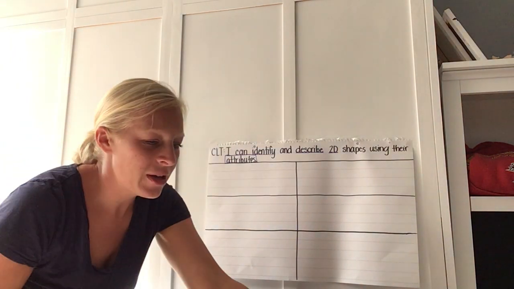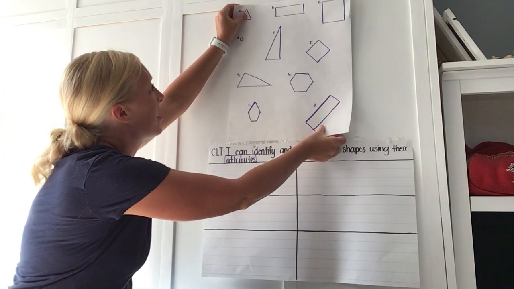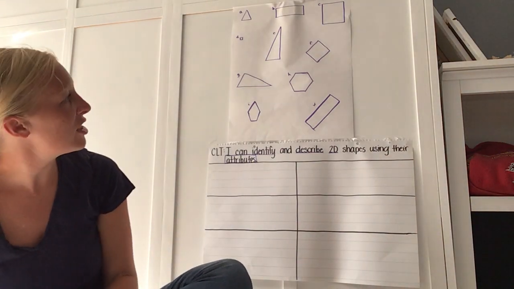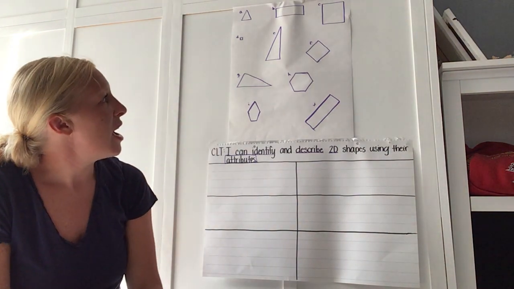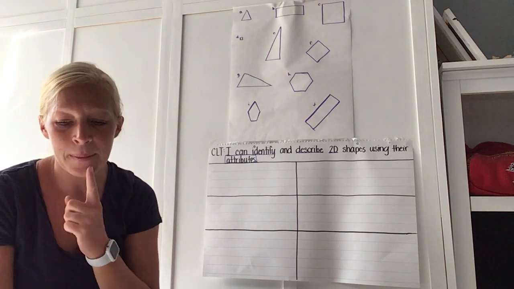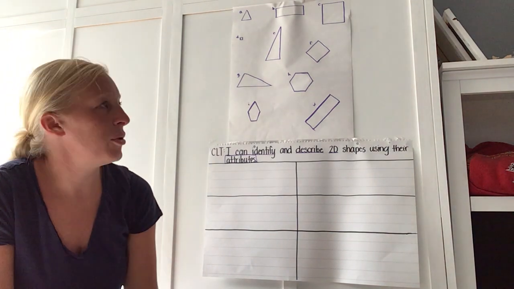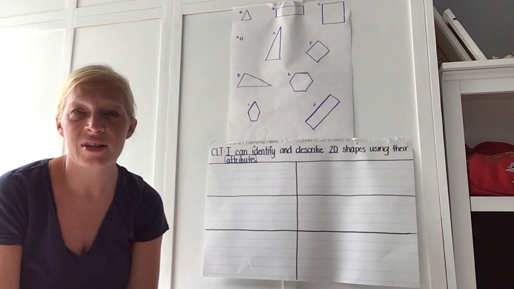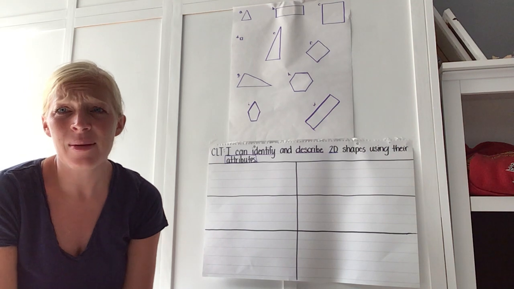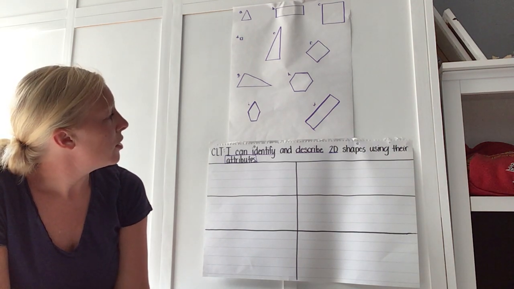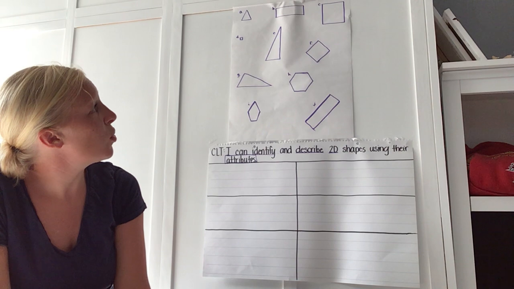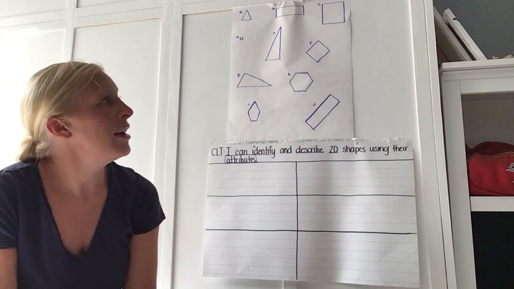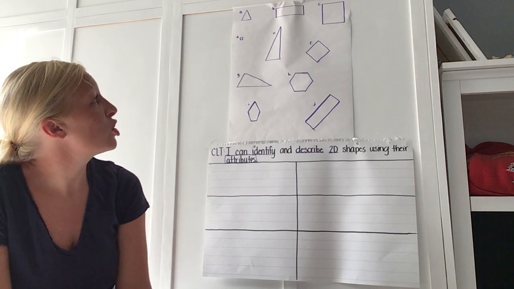I'm going to put up some shapes for us to take a peek at. And at first I want you to take some private think time and just look at those shapes and think, what do I notice? What shapes do I see? Are there some that I know? Are there some that I'm not sure of? Again, take a peek at those shapes. What do you notice? What shapes do you see? And what do you know about those shapes?